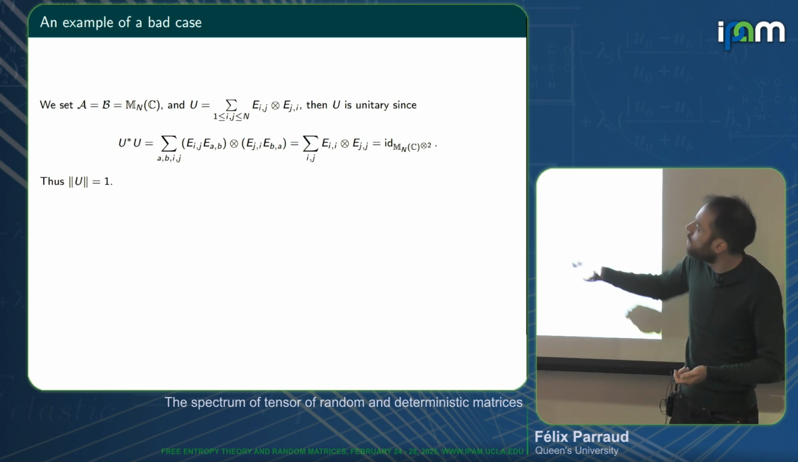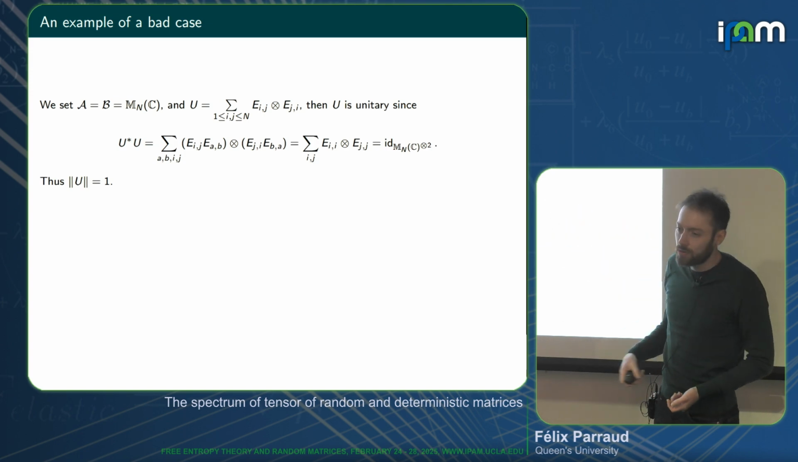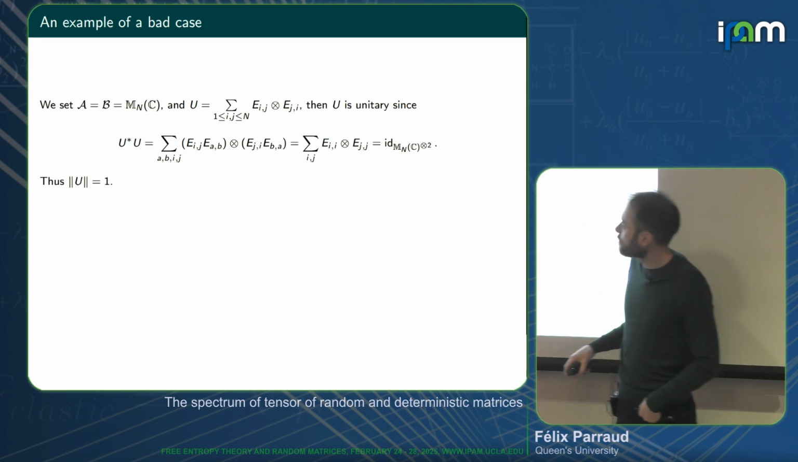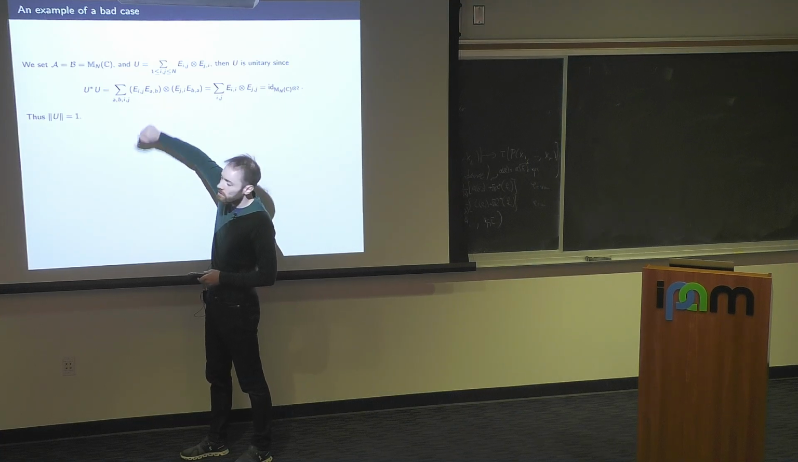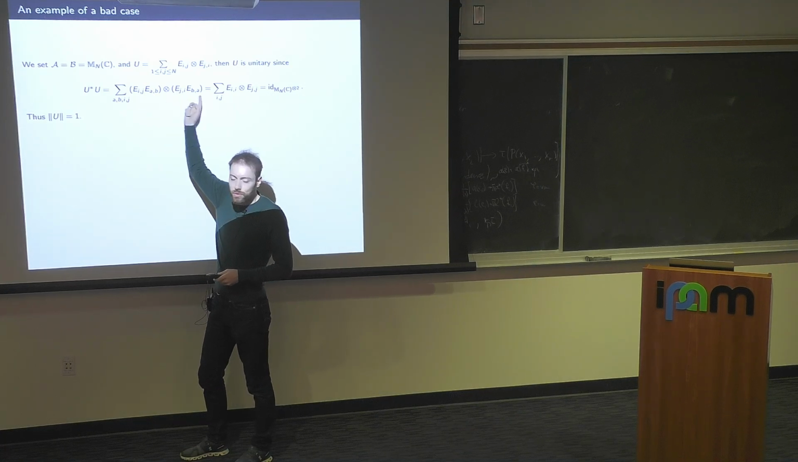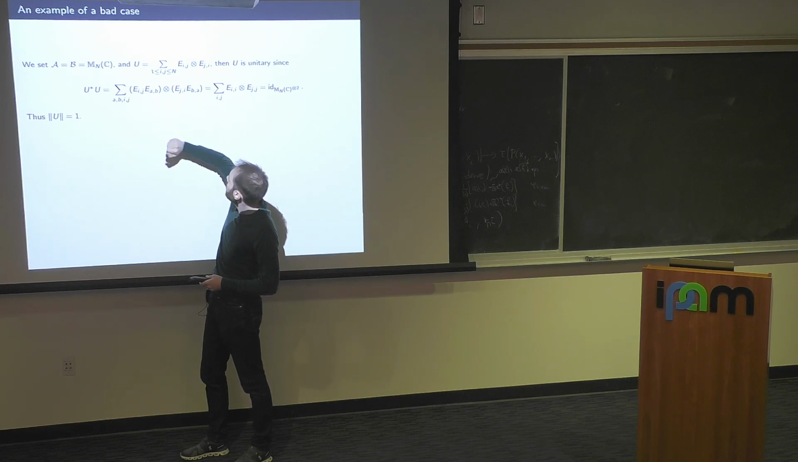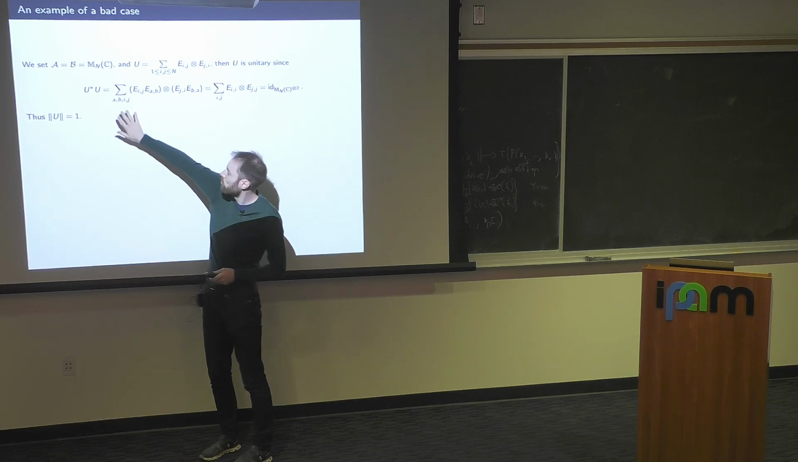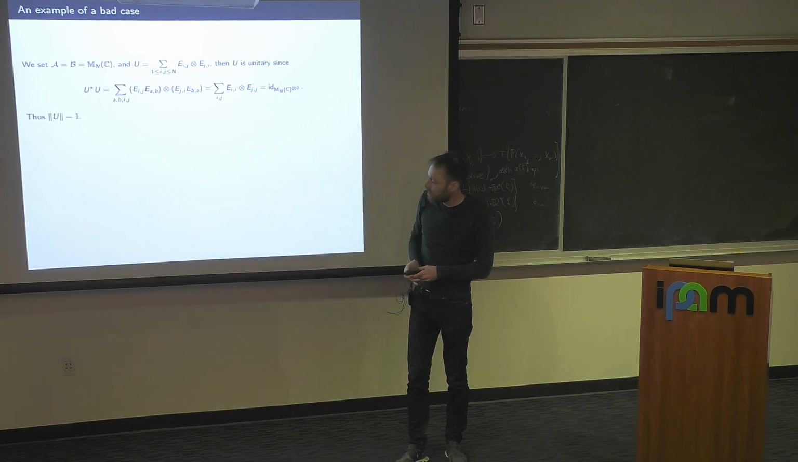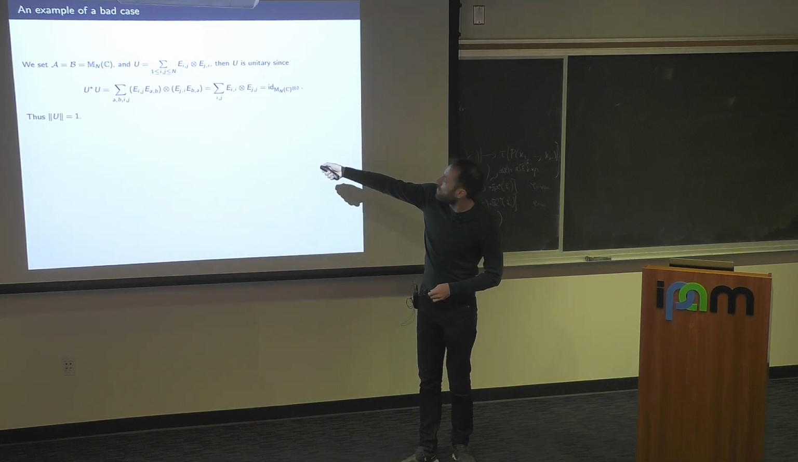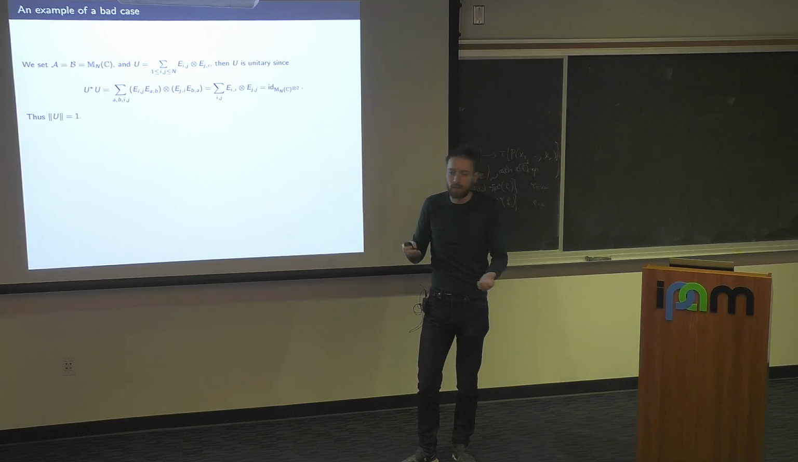To see that it's a unitary operator, you just take U star U and you compute it. So you've got this sum over a, b, i, j of Eij Eab. For that thing to be non-zero, necessarily you need j equal a, and here you will need i equal b. So out of the four indices, you can drop two of them, and you're left with this thing, which is precisely the identity in Mn of C tensor Mn of C.